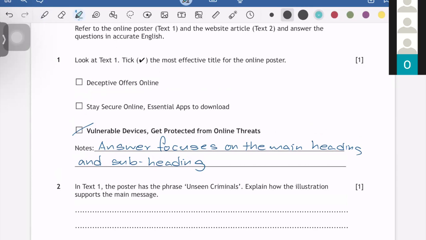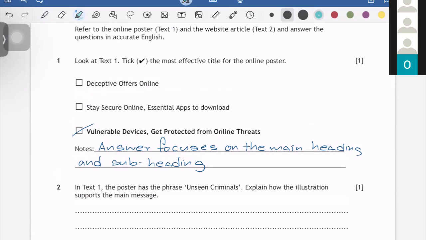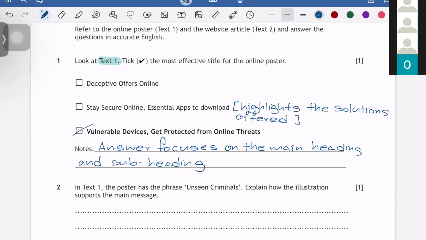For this question, also take note which text they want you to make reference to. Sometimes it may be text 2 instead of text 1. So why not the second? Because the second only highlights the solutions, so it does not mention or place any emphasis on the main heading.